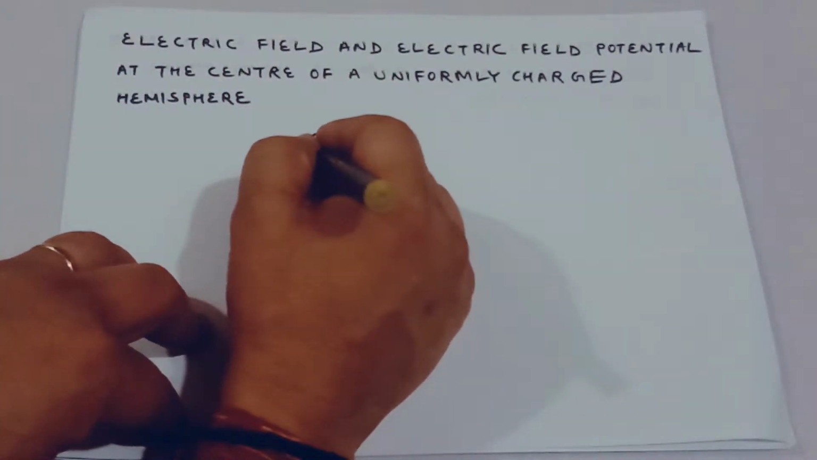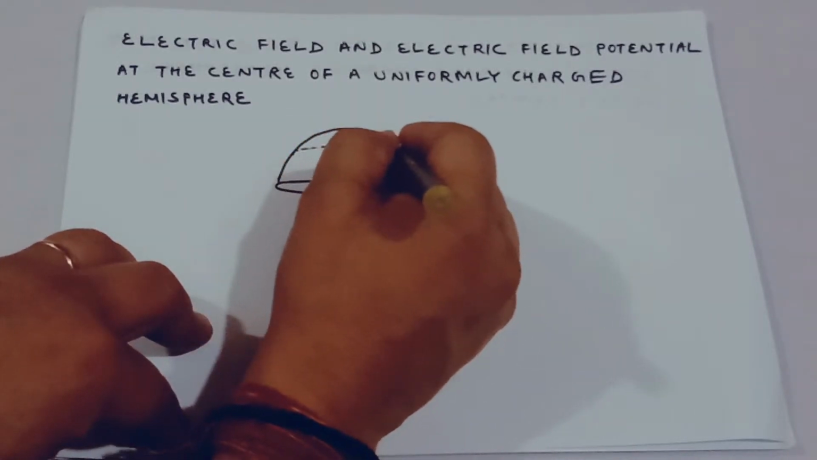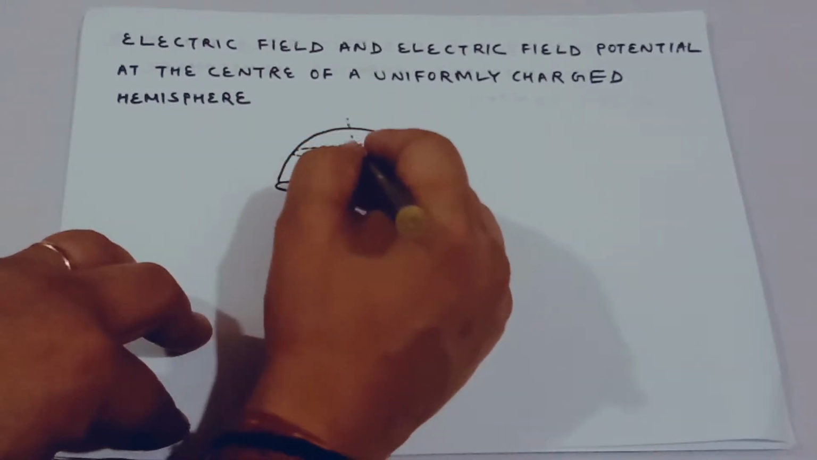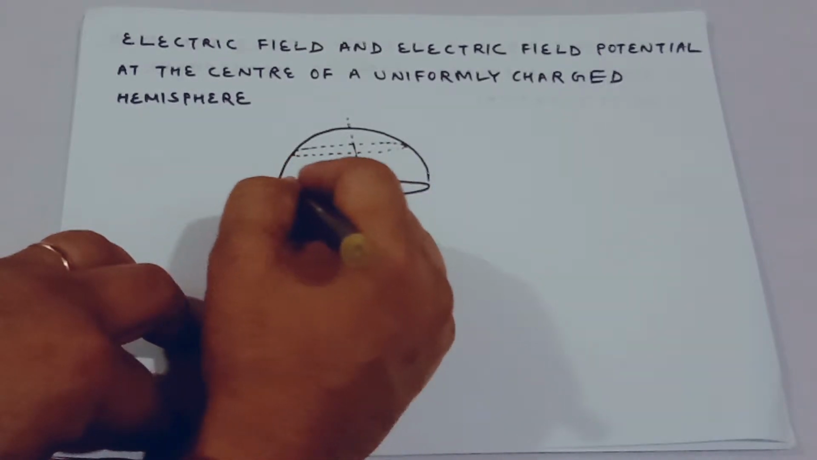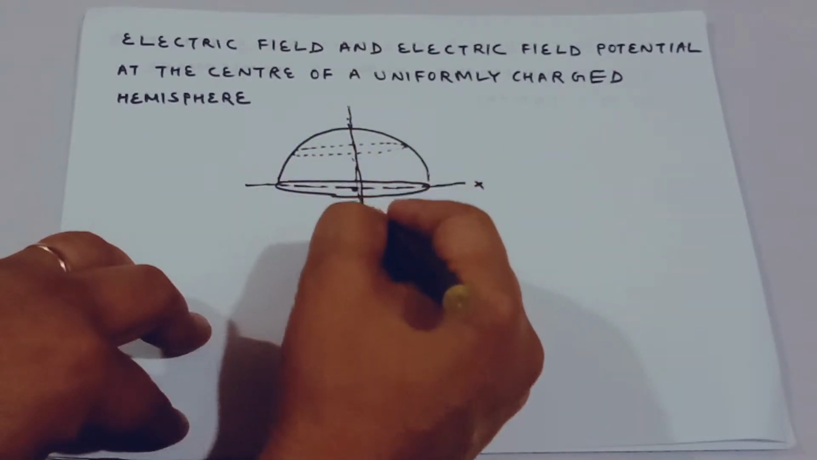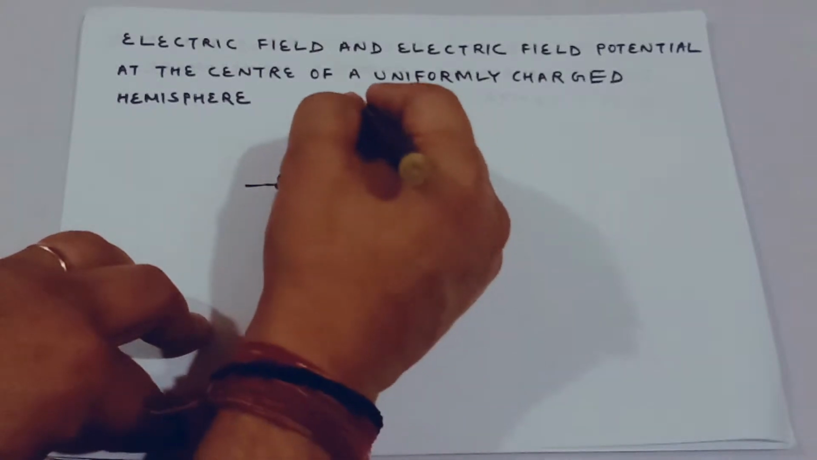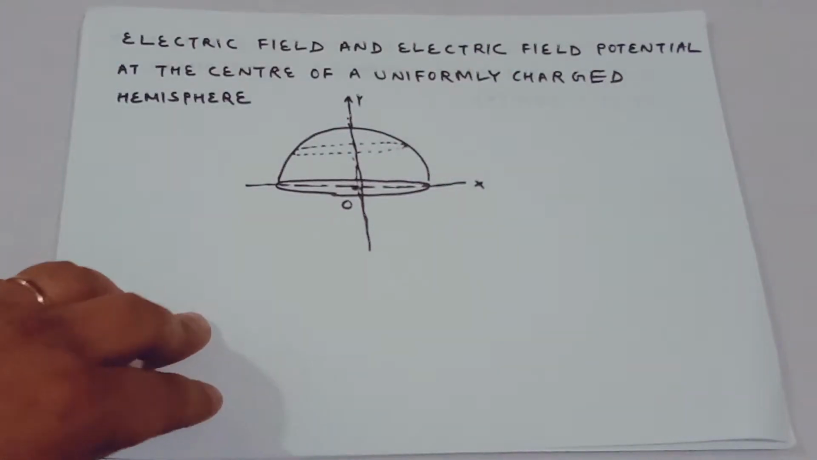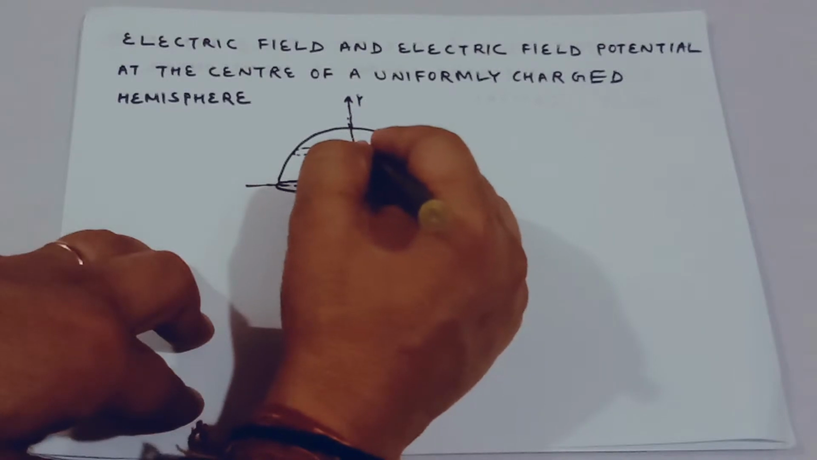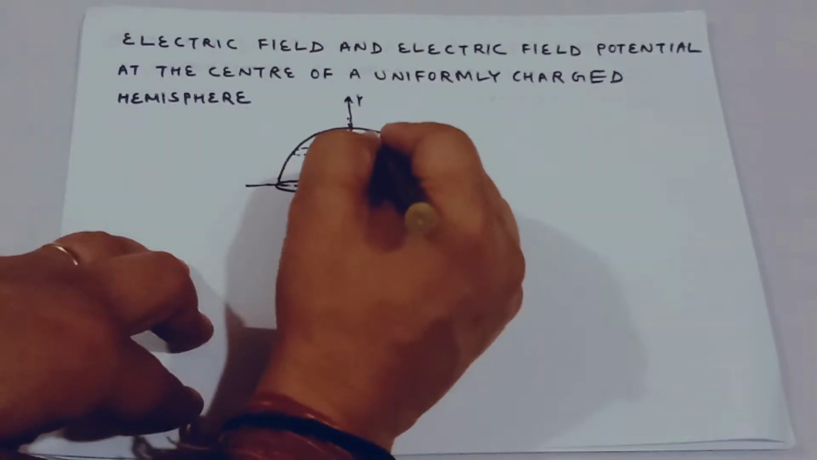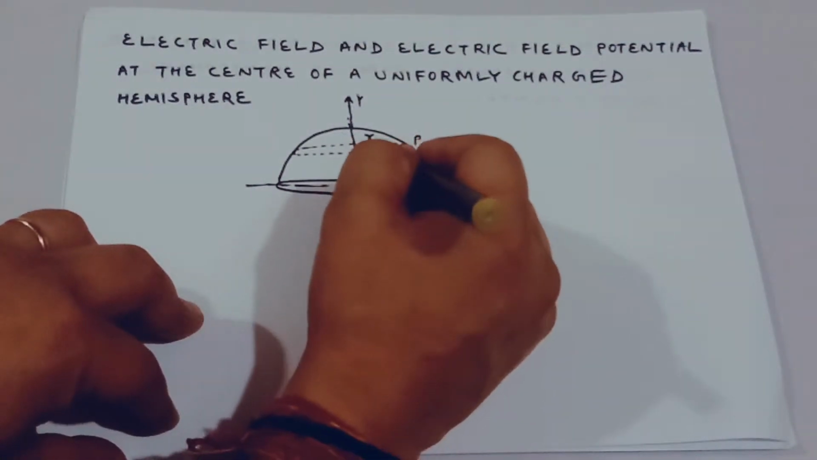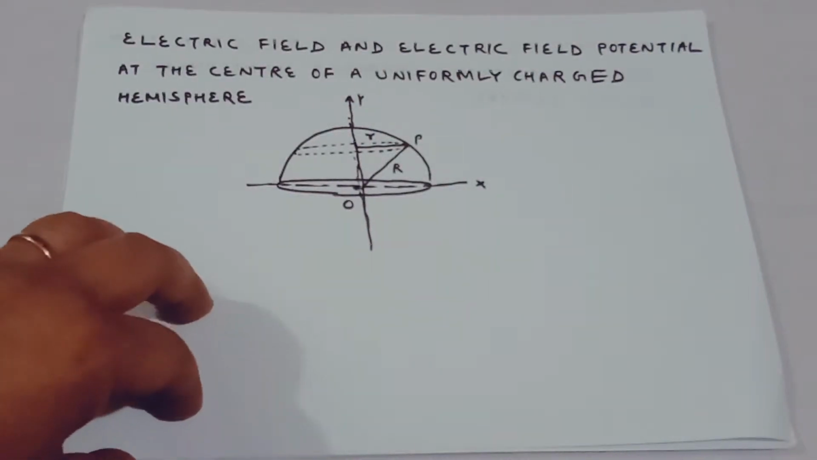So let us suppose that this is a particular segment of the hemisphere, and this is the y-axis, and this is the x-axis, and this is the center O. Let us consider that particular ring, whose distance from the center to this particular point P is, suppose, small r, and from the center this point P is at a distance of capital R, which is the radius of this hemisphere.